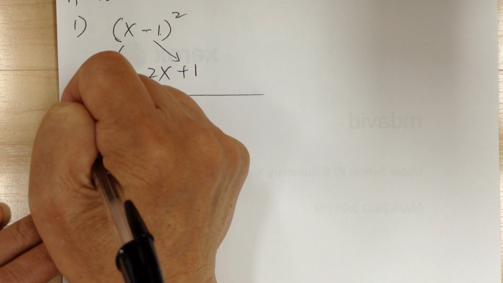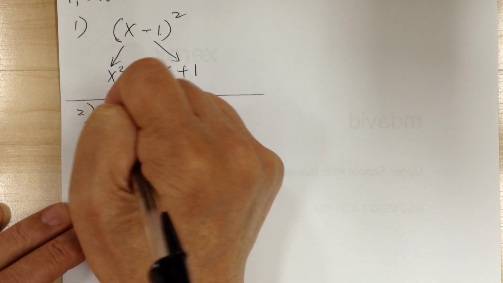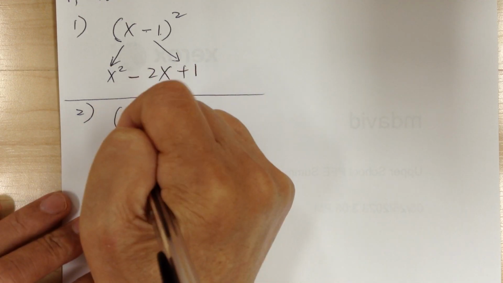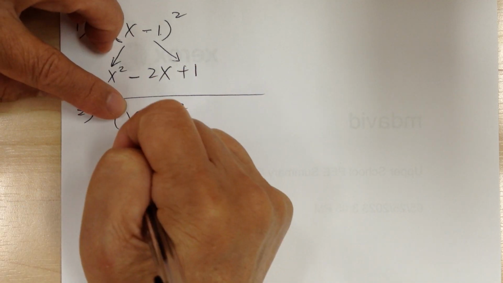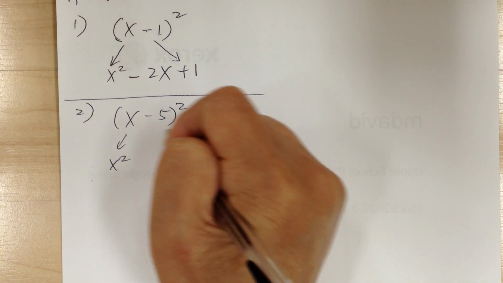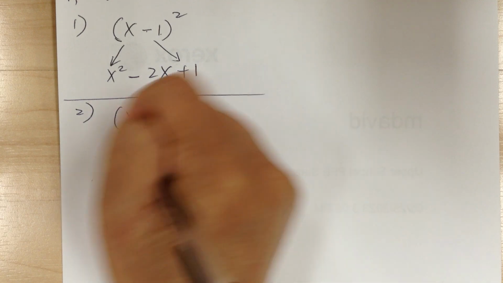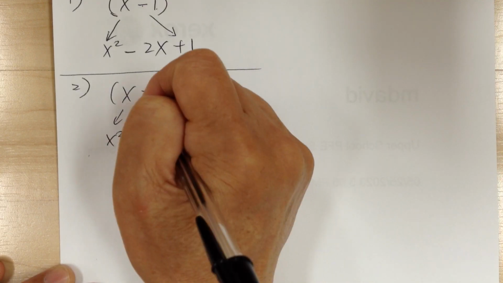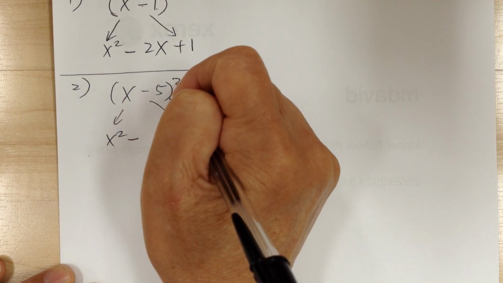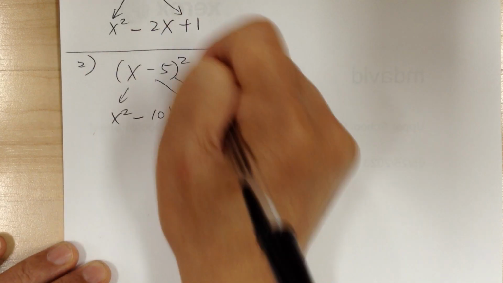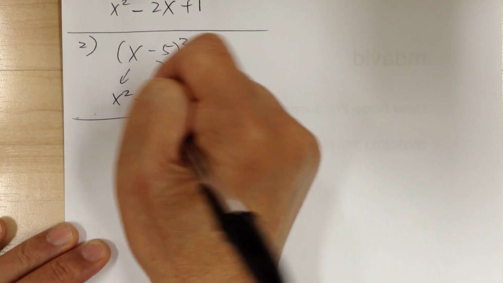Okay, so number 2, you have x minus 5 squared. So you square this, you get x squared. Square that, you get plus. Square that, you get 25. The middle term, you multiply all this together, so the sign is negative. The number is 2 times 5 is 10. Alphabet is x. So you multiply all this together, and that's your middle term.